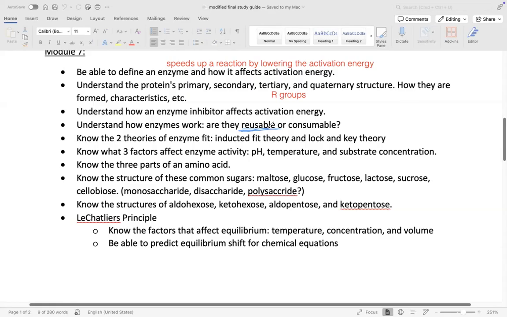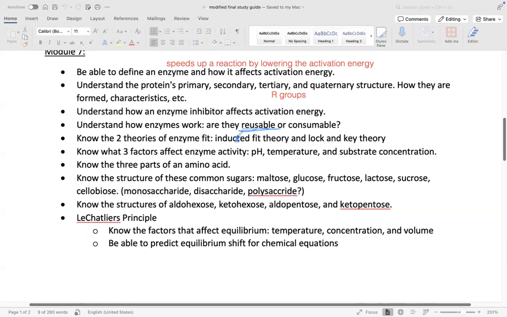Know the two theories of enzyme fit. Oh, this is supposed to say induced. I'm finding all my typos. So induced fit, that's like a hug. That's when the enzyme morphs to fit the substrate. Lock and key is when it's a perfect fit. They match exactly. So those are the two opposing theories.